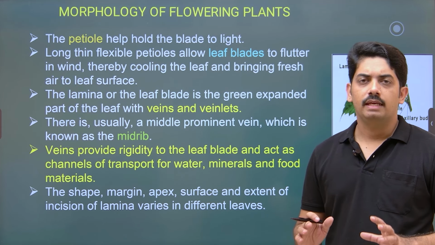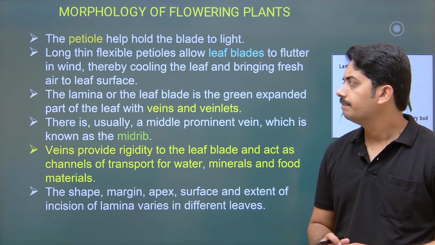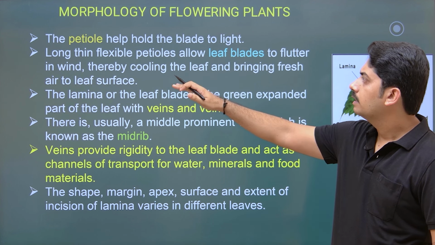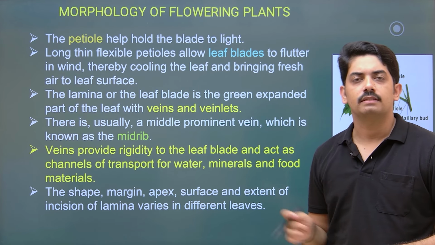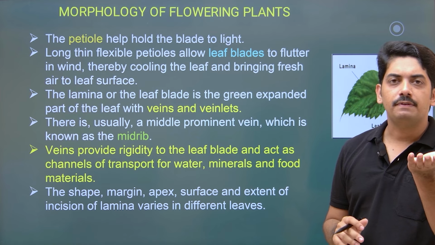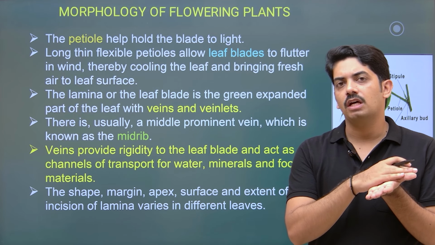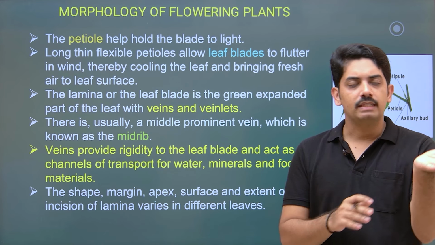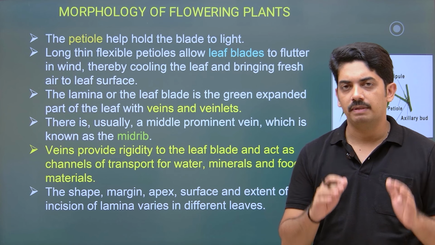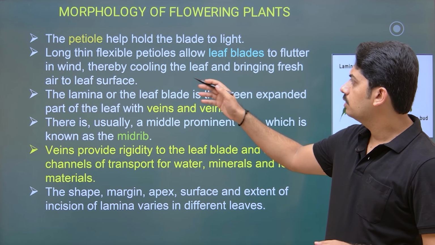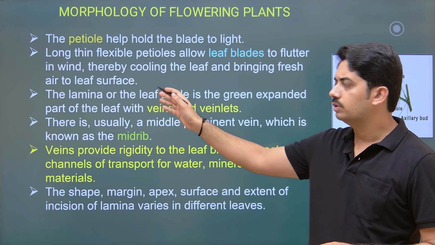So this is the same explanation. Leaves are attached to the stem with the help of petiole. This first point: the long, thin, flexible petiole allows the leaf blade to flutter. This is very important because the leaf is continuously exposed to the sunlight, so it may completely damage the upper surface because of overheating. But the petiole helps the leaf to flutter so that the temperature of the leaf surface will be reduced, thereby cooling the leaf and bringing the fresh air to the leaf surface.